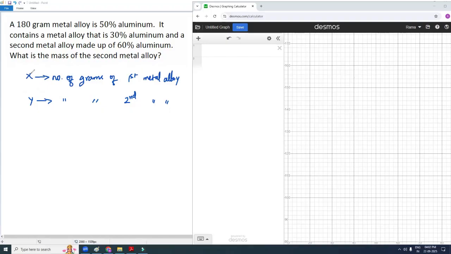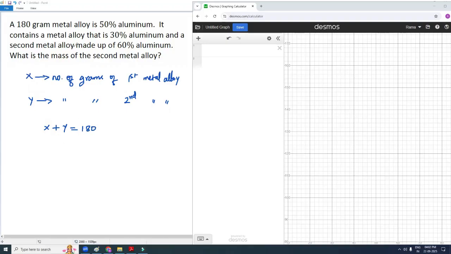Okay, when I add the mass of the first metal alloy and the mass of the second metal alloy, that is X and Y, that must be equal to the mass of the given metal alloy, that is 180 grams. We can form the equation X + Y = 180.